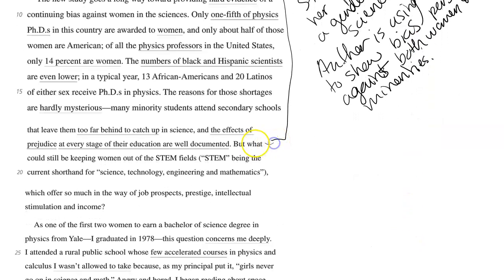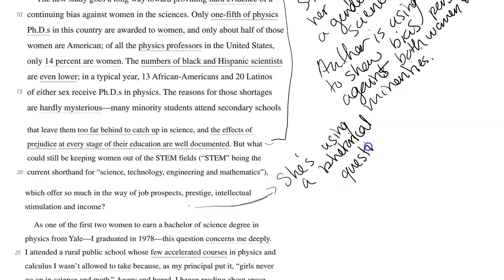And we'll start where we left off. "But what could still be keeping the women out of the STEM field? STEM being the current shorthand for science, technology, engineering, and mathematics, which offers so much in the way of job prospects, prestige, and intellectual stimulation and income." We notice here that she's setting herself up for a transition, and she's using a rhetorical question. And that question gets at, well, what is at the root of this issue? What is causing this bias?